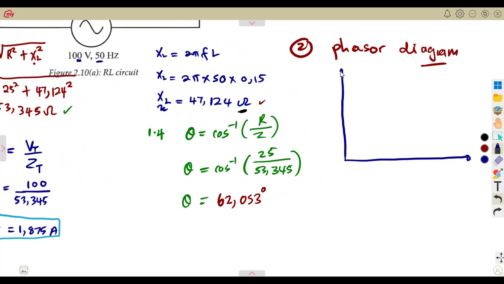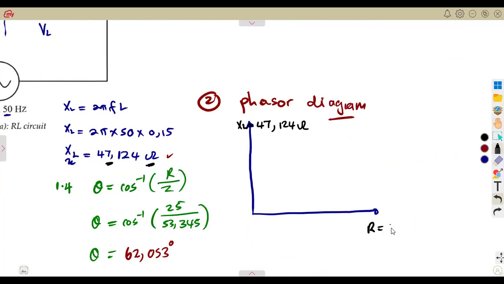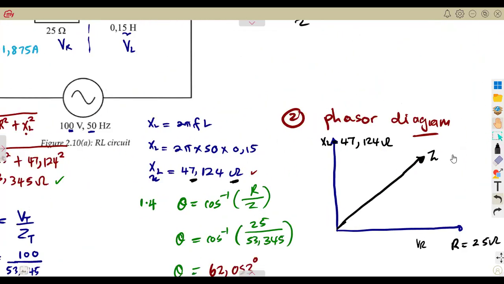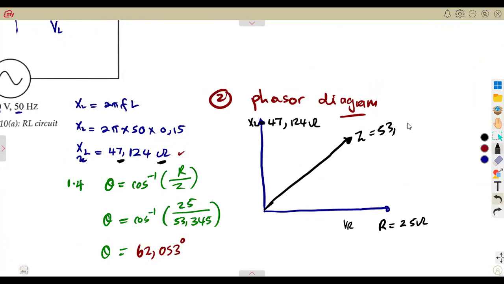We're going to have our XL, which we calculated. This is the one that we have here. So XL is equal to 47.124 from our circuit, which is 25. So the resistance is going to be here, which is 25 ohms. Remember the resistance and voltage will be just in phase like that. Then on this side we're going to have the total impedance, that is our Z. Our total impedance Z is 53.345 ohms. And the angle separating in between here, theta, is the theta that we calculated, which is 62.053 degrees. So that is the idea of the phasor diagram.